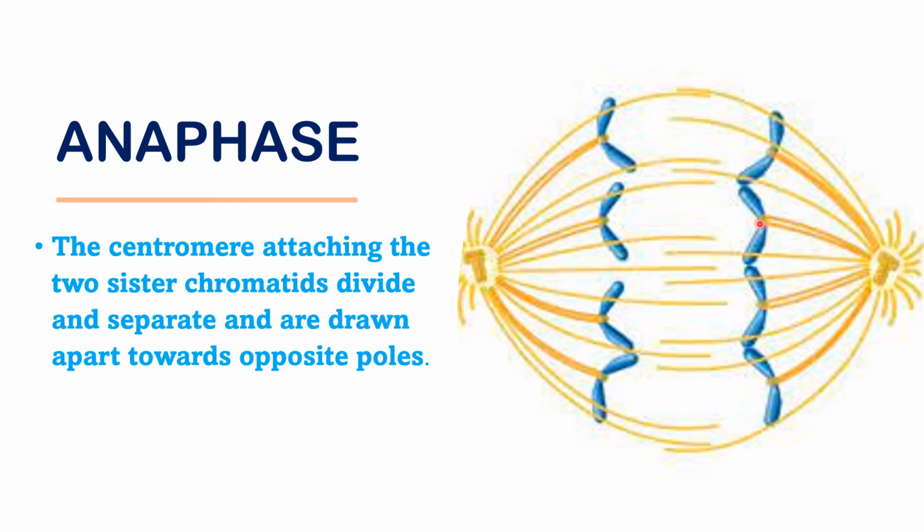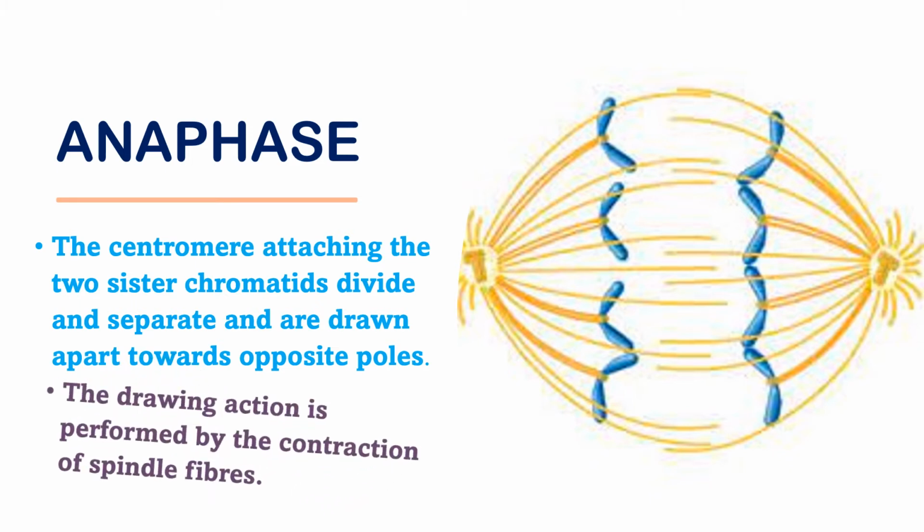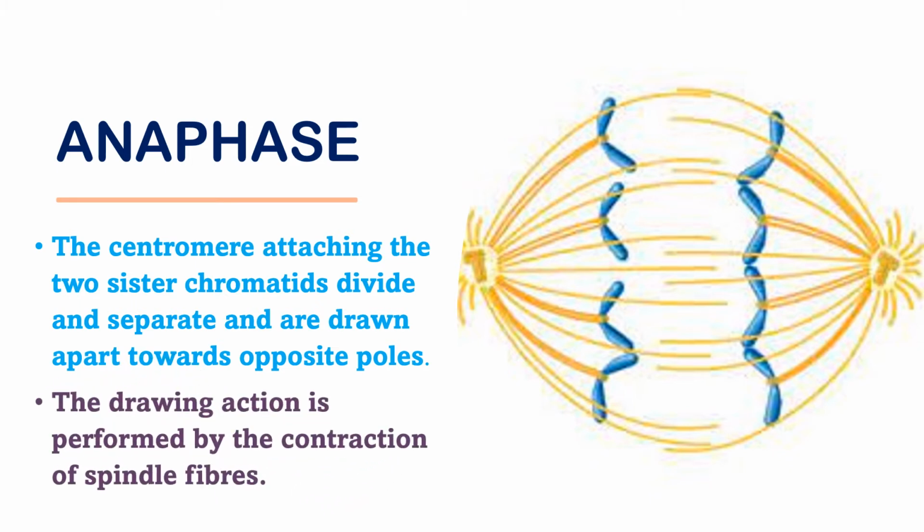Yes, you know that a duplicated chromosome has two sister chromatids. These two sister chromatids divide at the time of anaphase. Then they separate and are drawn apart towards the opposite poles. Here you can see they are drawn apart towards the opposite poles. Then the next point, the drawing action is performed by the contraction of spindle fibers. This is how they are drawn apart, by the action of spindle fibers, because you know that spindle fibers are attached to the centromere of the chromosome.